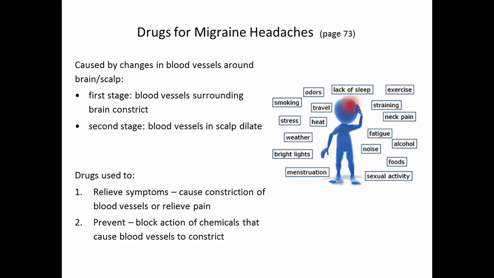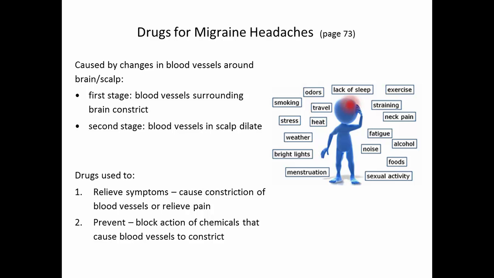Another note about migraine headaches, and you can find more information about migraine headaches on page 73. A migraine headache is caused by changes in the diameter of blood vessels surrounding the brain and the scalp. In the first stage, the blood vessels that surround the brain constrict, and that reduces blood flow to the brain. Then in the second stage, the blood vessels in the scalp dilate, and this creates a very severe headache that is often accompanied by nausea and vomiting.